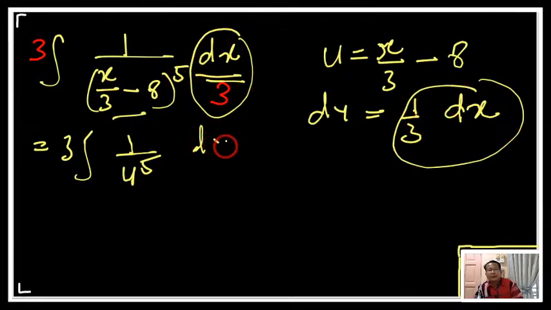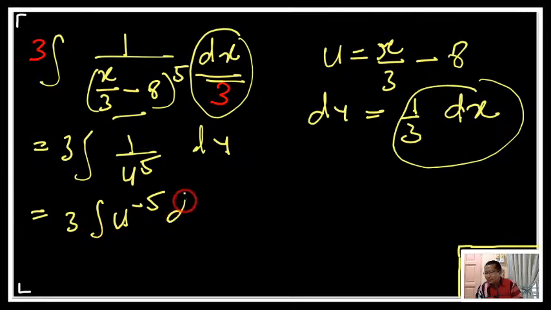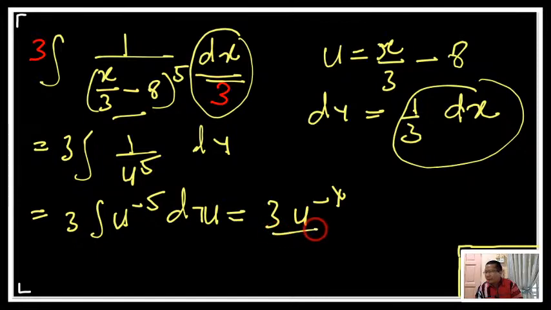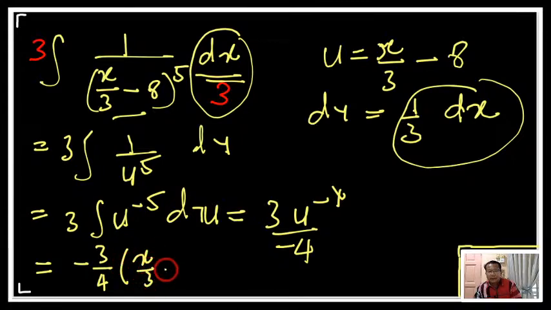So it's du. So this one is equal to 3u minus 5 du, and it is equal to 3u minus 4 over minus 4, equal to minus 3 over 4, and u is x over 3 minus 8, minus 4, plus c.